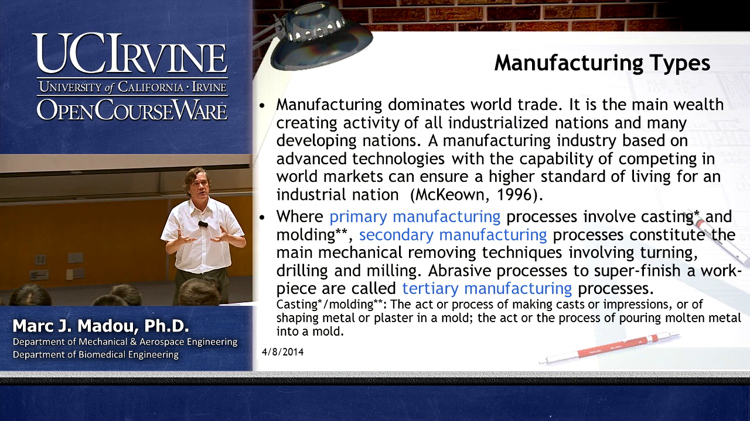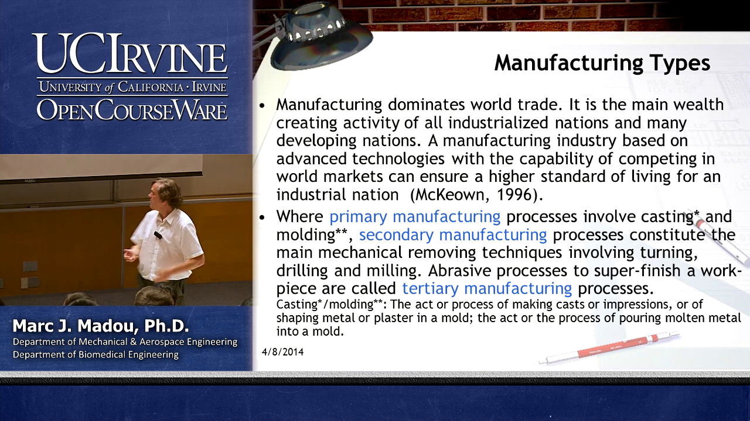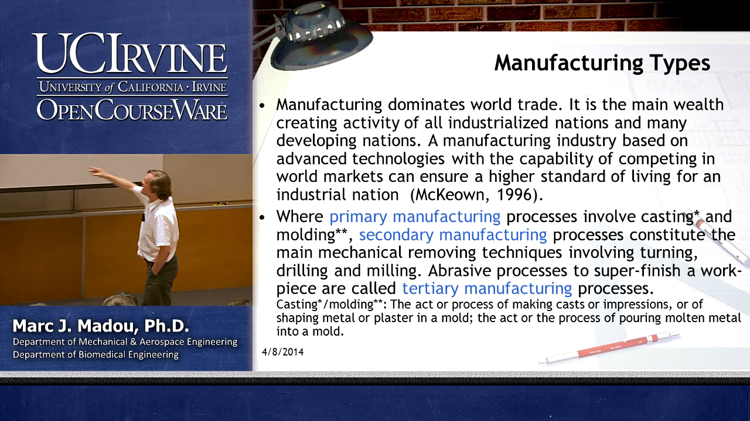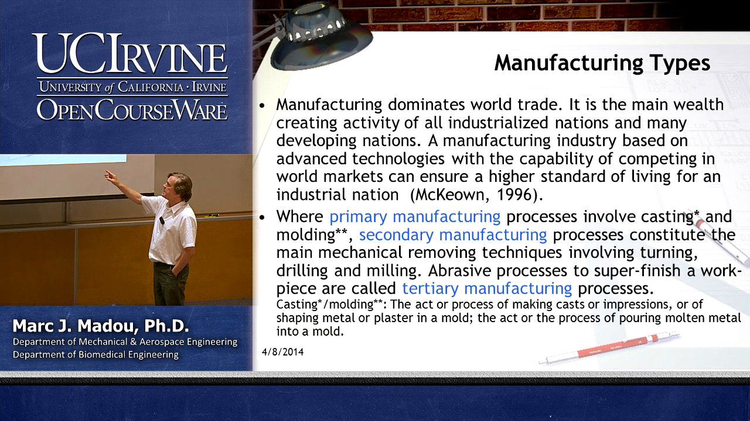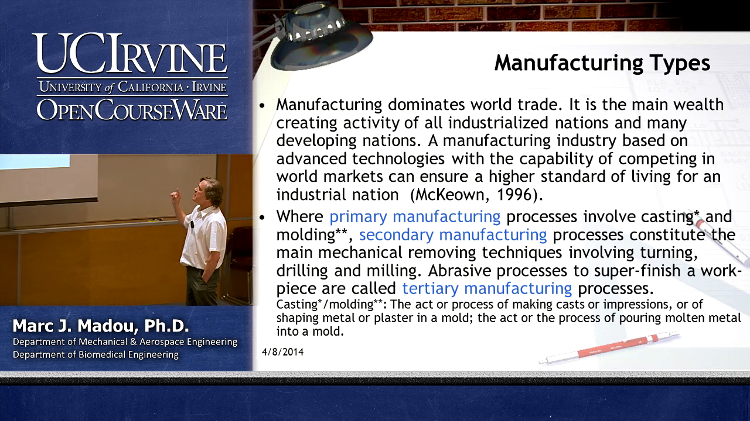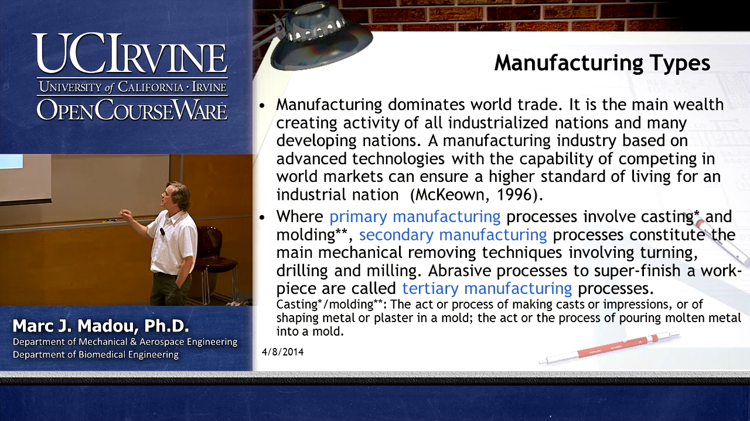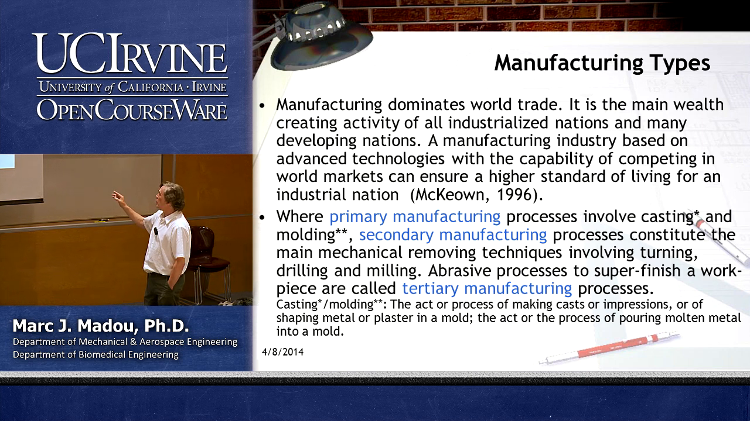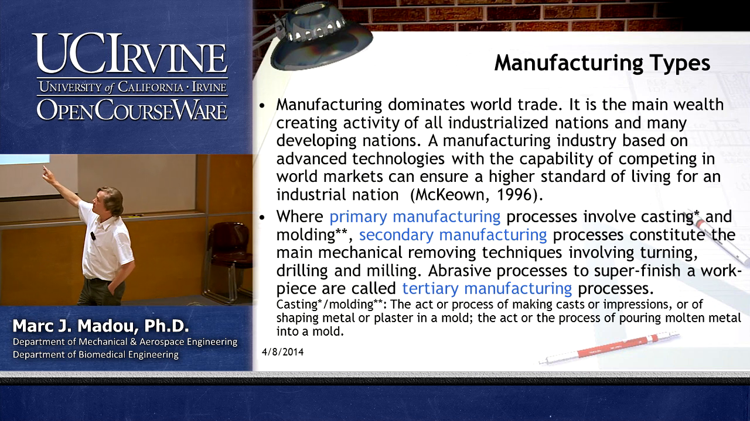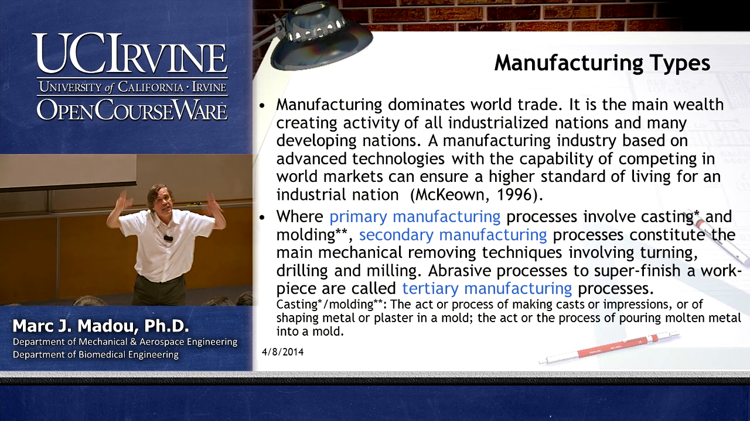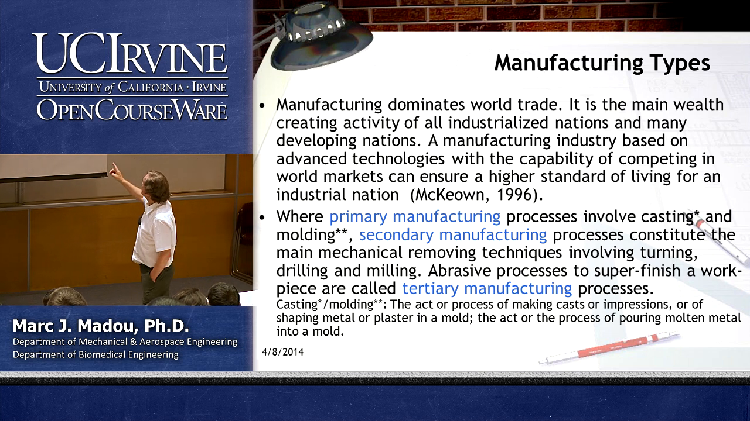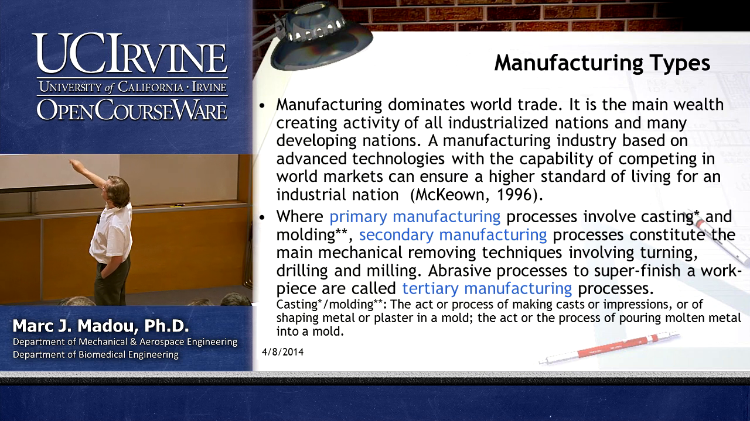A mold is when you can use it again. Okay, but in both cases, casting or molding, what is it? It's the act or process of making casts or impressions, or of shaping metal or plaster in a mold. The act or the process of pouring molten metal into a mold. So that is primary manufacturing, the least expensive, right, of the three. Secondary, where are we?